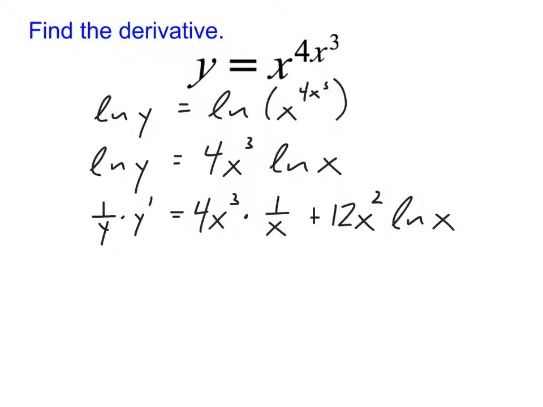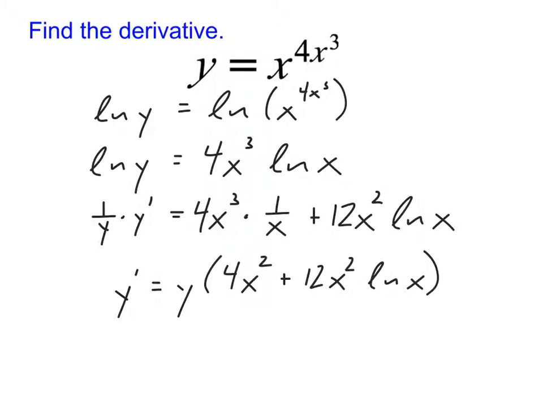Now I still want to solve this for y prime. So that means I'm going to multiply both sides by y. And so we're going to end up with y prime equals y times 4x cubed times 1 over x. We can simplify that, can't we? Just make it 4x squared. Make your life easier there. Plus 12x squared natural log of x.